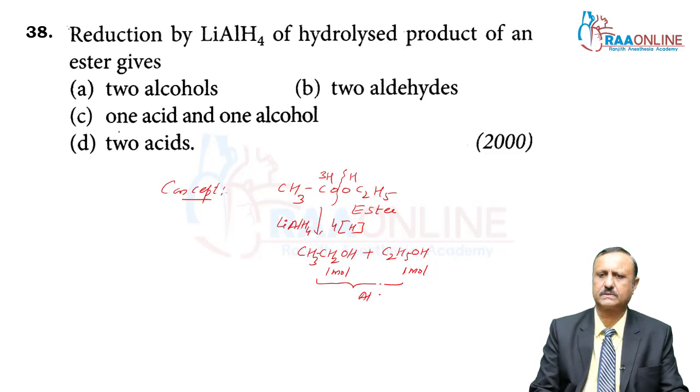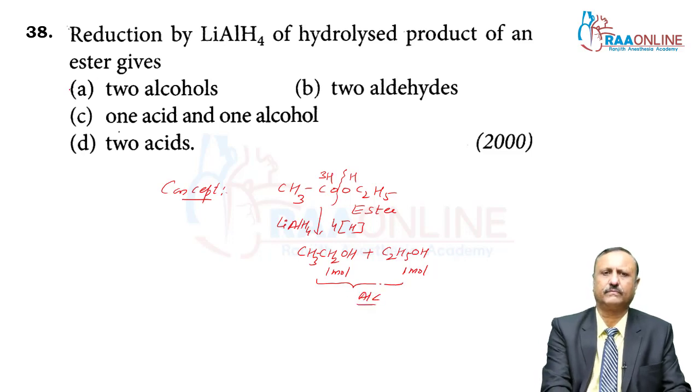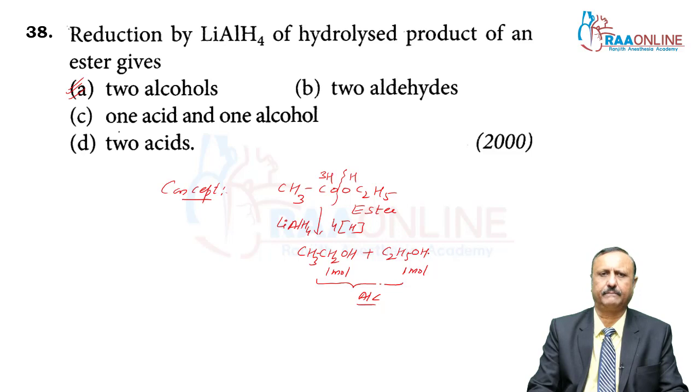Both are alcohols, so you can get 2 moles of alcohol, and the answer is option A. Because, my dear students, LiAlH4 is the strongest reducing agent, and this strongest reducing agent reduces these esters to give these alcohols.